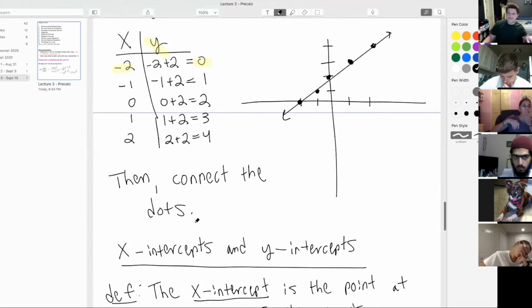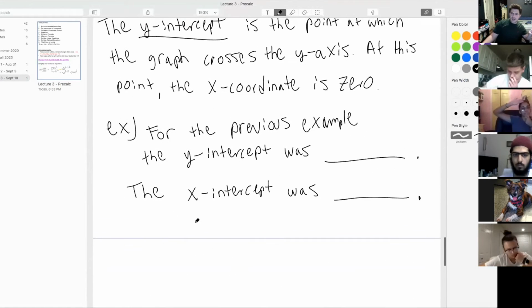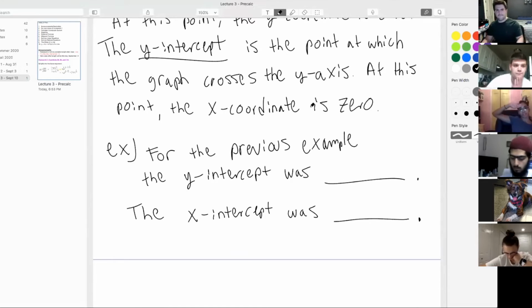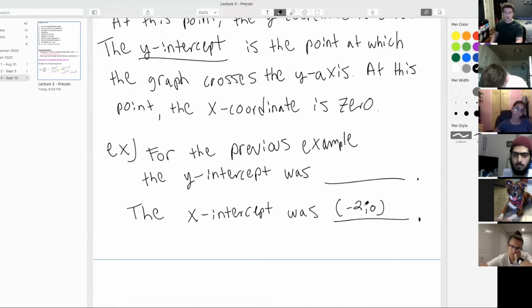Okay. So does anyone want to tell me what they got? The x was -2 and the y was 2. Yes, exactly. So the x-intercept was -2, 0. So you can also just put it into its xy coordinate form, like that. And the y-intercept was 2, so 0, 2.